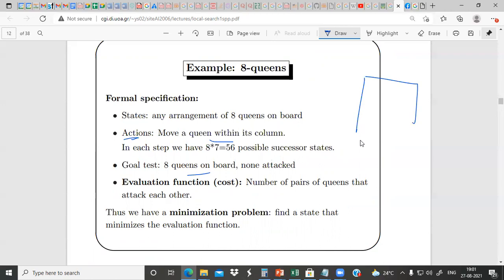And this is the evaluation function. Here the evaluation function is the number of pairs of queens that attack each other. So that is how we define the evaluation function. How many pairs of queens are attacking each other? That is the evaluation function.